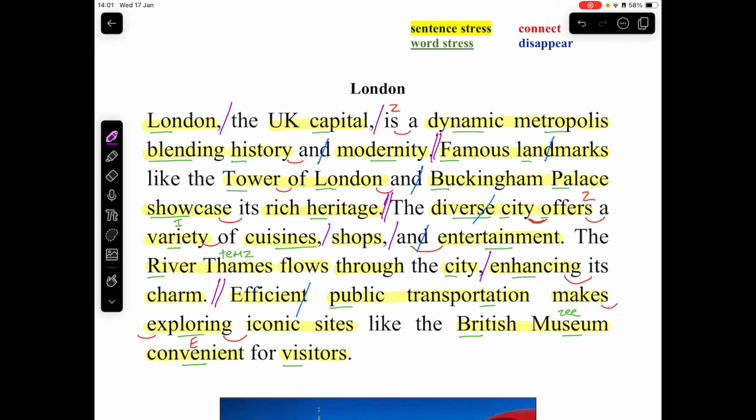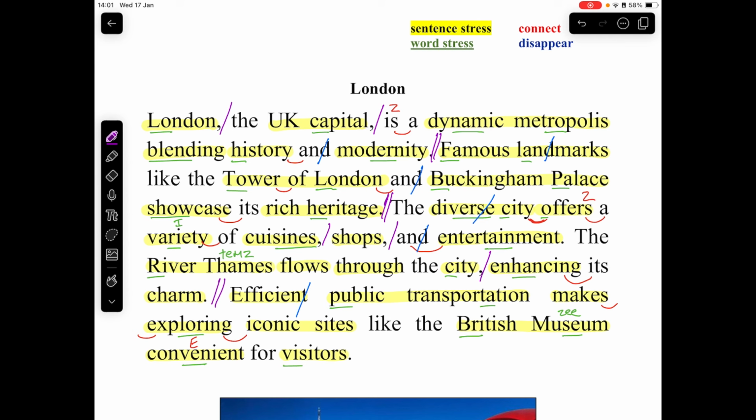London, the UK capital, is a dynamic metropolis blending history and modernity. Famous landmarks like the Tower of London and Buckingham Palace showcase its rich heritage. The diverse city offers a variety of cuisines, shops, and entertainment. The River Thames flows through the city, enhancing its charm. Efficient public transportation makes exploring iconic sites like the British Museum convenient for visitors.